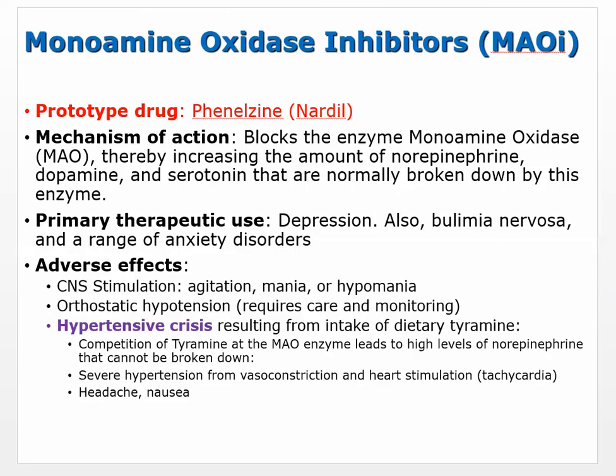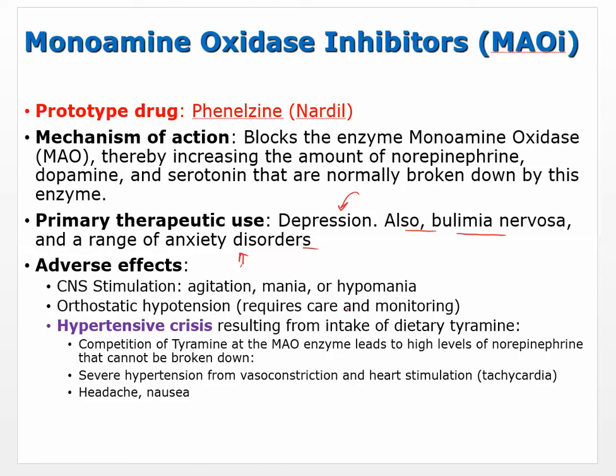All right, so if we look at the drug, this should all make sense now. The prototype drug, phenelzine, Nardil. Mechanism of action: blocks the enzyme monoamine oxidase. It's called an MAOI, monoamine oxidase inhibitor, so that makes sense. Primary therapeutic use is for depression, that's what we're talking about. It also can be used for bulimia nervosa and a range of anxiety disorders, so it can be used for anxiety as well. Adverse effects: CNS stimulation, agitation, mania, or hypomania. So we're talking about up types of things here.